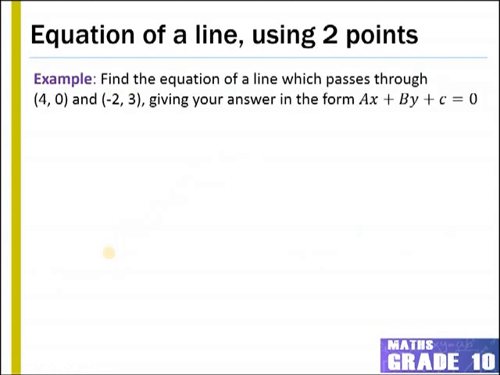Example, find the equation of a line which passes through (4, 0) and (-2, 3), giving your answer in the form ax plus by plus c equals 0.